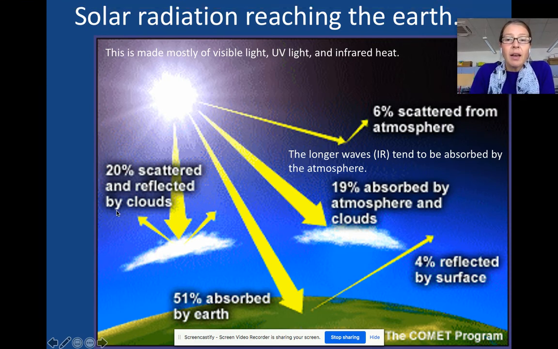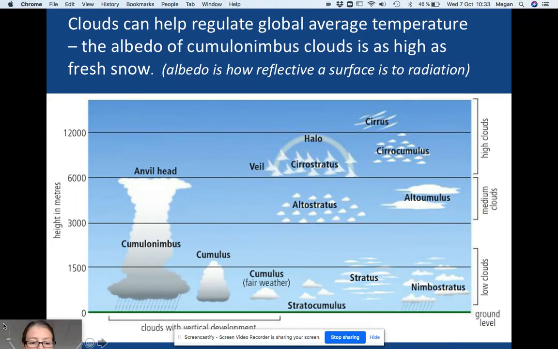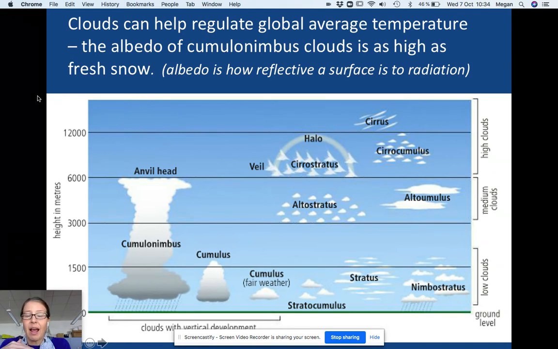All right. Now, I said I was going to talk about these clouds. Clouds actually help regulate our global average temperature because they can reflect a lot of that light coming in from the sun, a lot of the sun's radiation. And we would talk about that in terms of the role that albedo has. So albedo is how reflective a surface is to radiation.